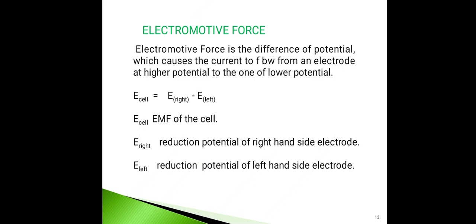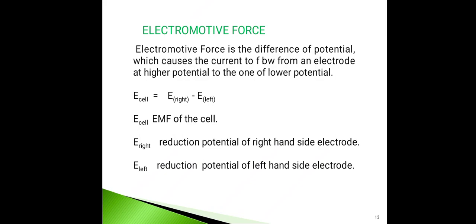Therefore, EMF or electromotive force is given by the equation E cell equals E right hand side electrode minus E left hand side electrode. So here E cell refers to the EMF of the cell, E right refers to the reduction potential of the right hand side electrode, and E left refers to the reduction potential of the left hand side electrode.